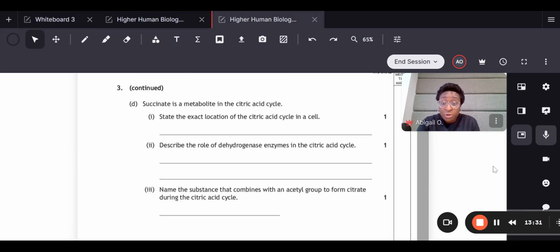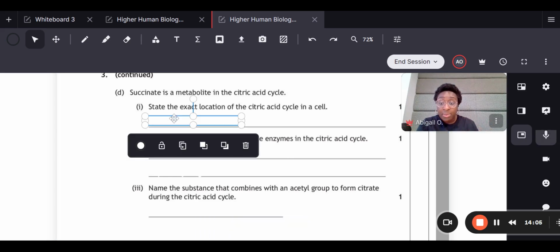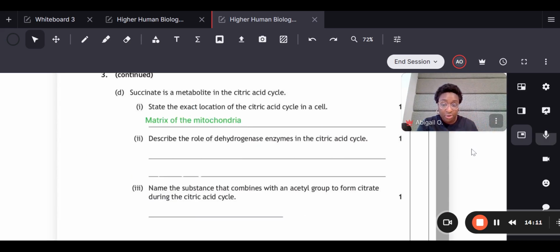So continuing on, succinate is a metabolite in the citric acid cycle. State the exact location of the citric acid cycle in a cell. So this one is one where we just need to know the locations of different processes in the cell. The citric acid cycle takes place in the mitochondria, but it's not enough to just say mitochondria. We've got to say it happens in the matrix of the mitochondria.